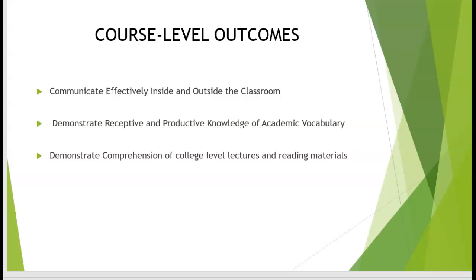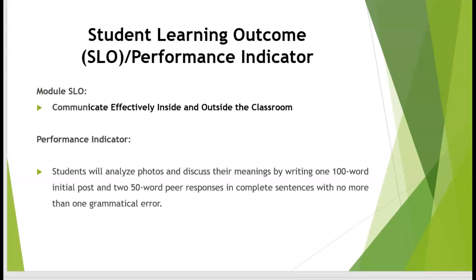When we look at the course level outcomes for the course, there are actually 5. I've chosen 3 to focus on in this particular module. The first one is communicate effectively inside and outside the classroom. The second one is demonstrate receptive and productive knowledge of academic vocabulary. And the last one is demonstrate comprehension of college level lectures and reading materials. So I'm going to address each one of them one at a time. The first, communicate effectively inside and outside the classroom. That is the learning outcome.